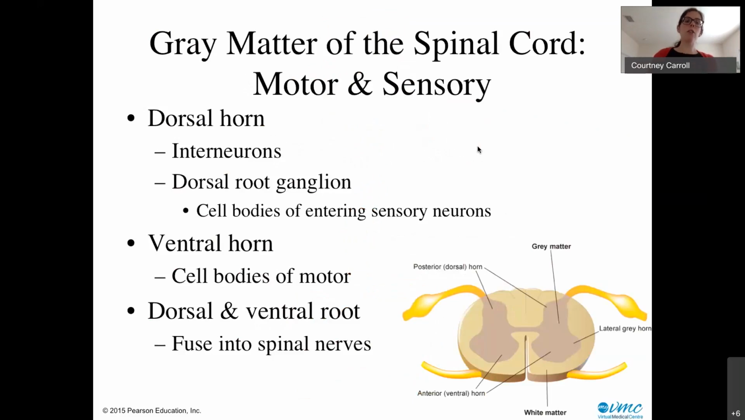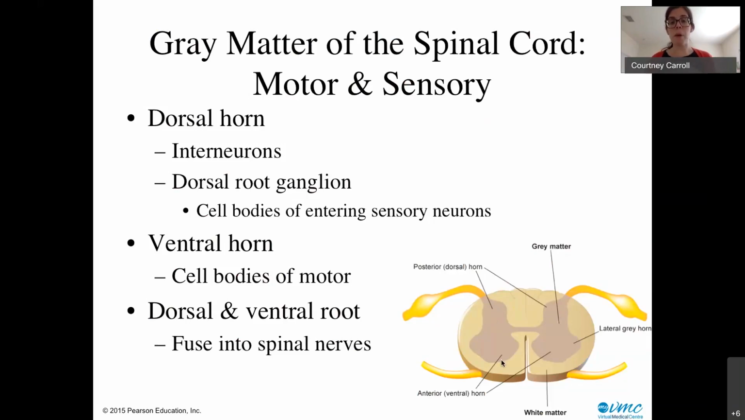If we look at your spinal cord in a slice, we see that there are two different regions. There is gray matter, which looks gray, versus white matter, which looks white. We have a dorsal horn and a ventral horn, dorsal being back, ventral being front. In the dorsal horn, we're going to have the cell bodies of the entering sensory neurons. So the sensory information is going to be on the dorsal side, and the ventral side is going to be the motor. And they will send out roots, which are going to fuse and become spinal nerves.